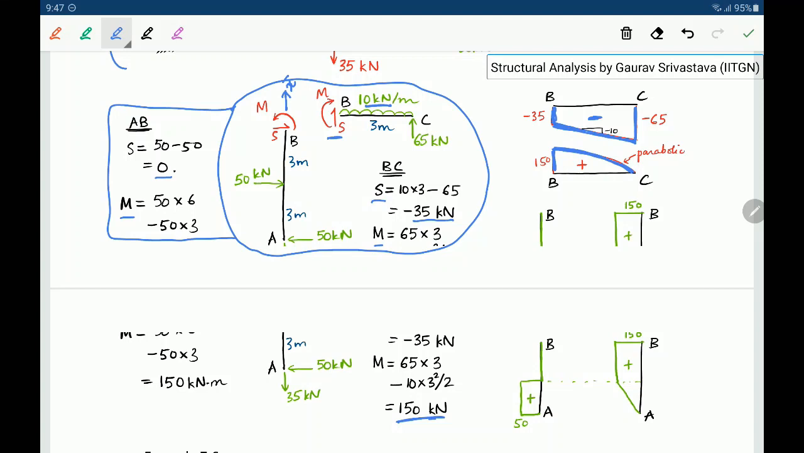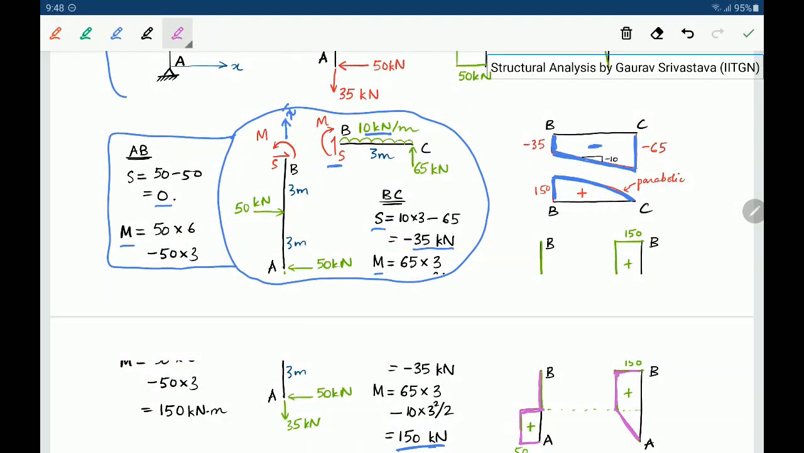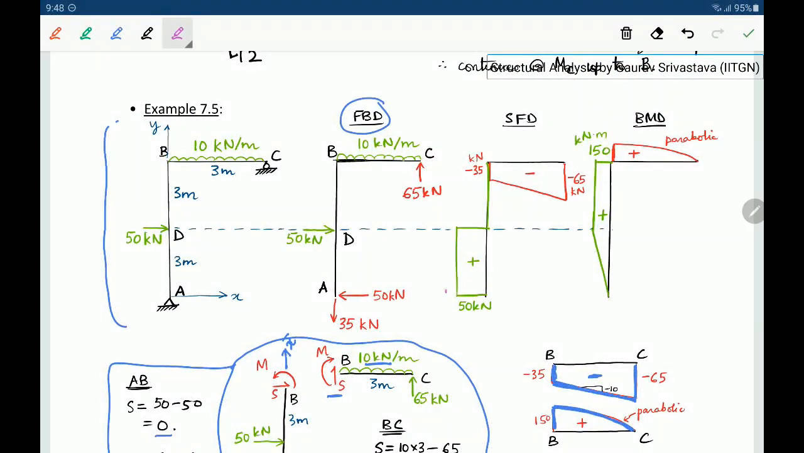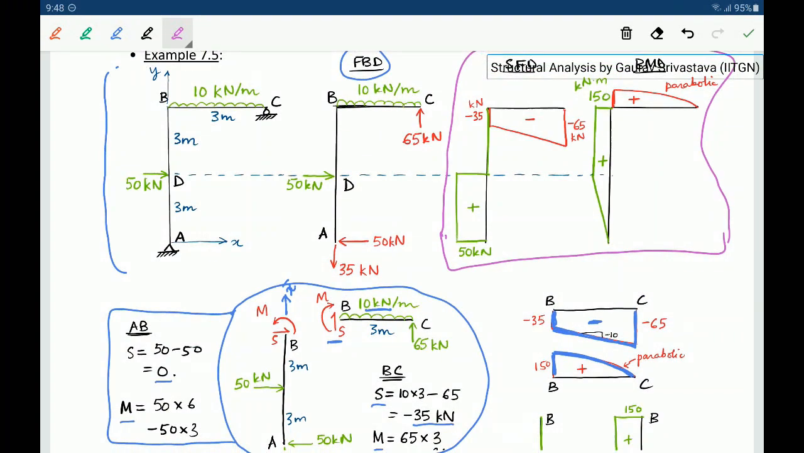Similarly, we can draw the BMD and SFD for member AB. You can reason yourself that the shear force diagram comes like this, and the bending moment diagram comes like this. Once we have drawn these two individual shear force and bending moment diagrams, we can combine them and show it for the overall system. Of course, with practice you may be able to draw the overall diagrams directly, but initially you may want to think in terms of members.